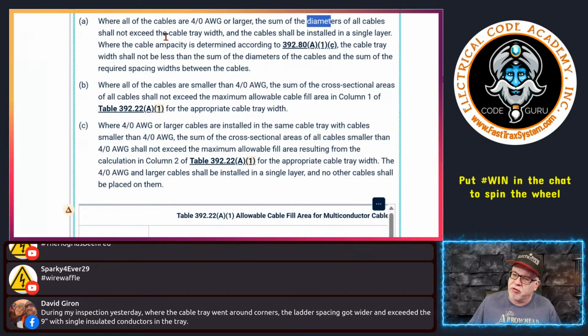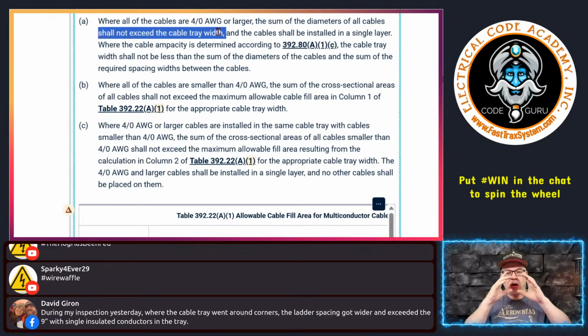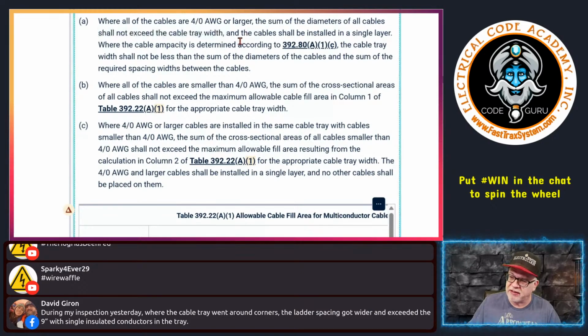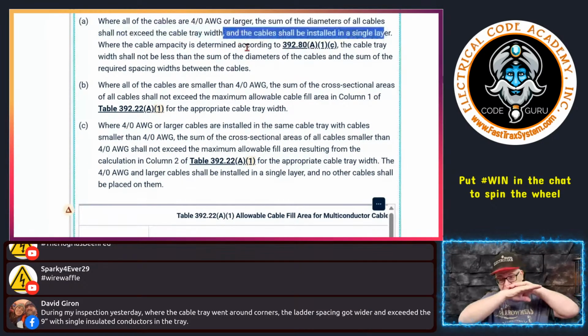Anyway, all right, so where the cables are 4/0 and larger, the sum of the diameters of all cables shall not exceed the cable tray width. Okay, so here, if you've got 5 cables, it's the diameter of each one. So do 5 times whatever the diameter. You could have multiple sizes in there, where they're 4/0 and larger conductors inside. Then you could have one cable that's one diameter, another one that's a different diameter, another one, but you add it all up. And first of all, the inside width of the tray has to be at least as wide as the summation of the diameters of the cables. Okay, does that make sense? And it says the cables shall be installed in a single layer. Okay, so they have to be all laid out.